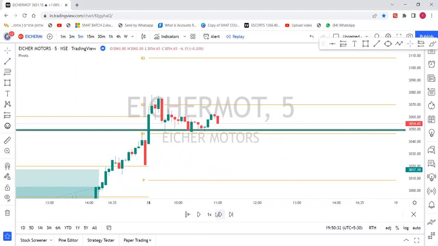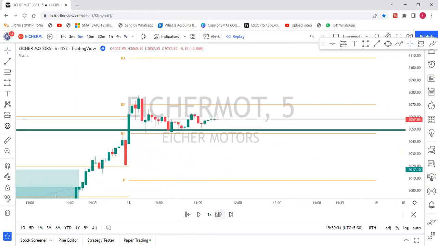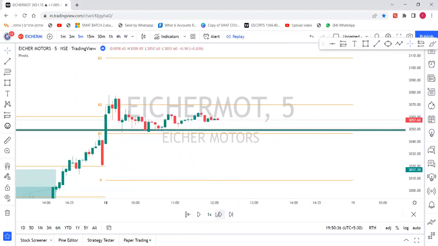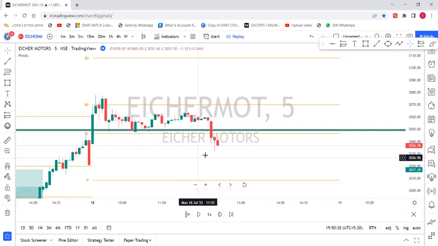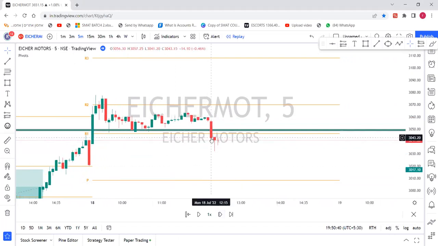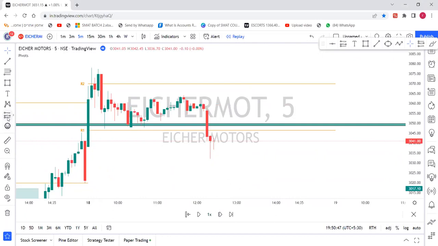Not yet. No trade as of now. I guess the market will go. Okay, here, can I go for the trade right away? Yes or no? I'll directly go for that.